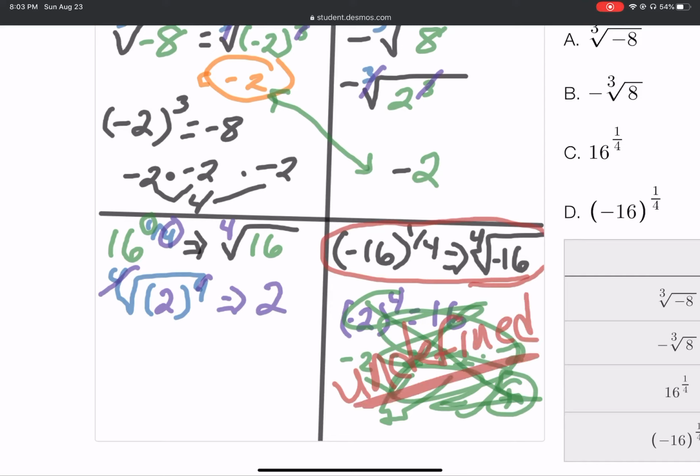Okay, undefined means we're not able to solve it because there's no way that this can possibly give us an answer. So it's undefined. Okay, and the way we kind of know, if your number inside the radical is a negative and your index is an even number, it's going to give you undefined. So a negative number and an even index will give you undefined. Okay, so that's something important to keep in mind.